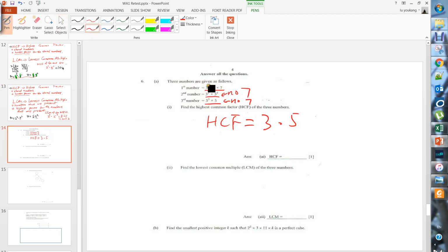So in this case, you have 1, 2, 3. So the lowest power is 1. And then for the 5, 1, 2, 1. For the power, you choose 1. Therefore, 15 is the HCF.